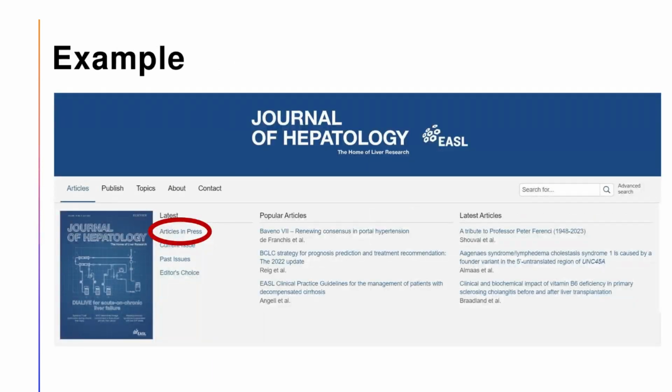So let's look at Journal of Hepatology as an example. Always try to go to articles in press rather than the current issue, because articles in press are usually accepted papers that are not yet published, and they usually contain the latest trend or latest topic which is trendy. So make sure you try to look for ideas in articles in press.